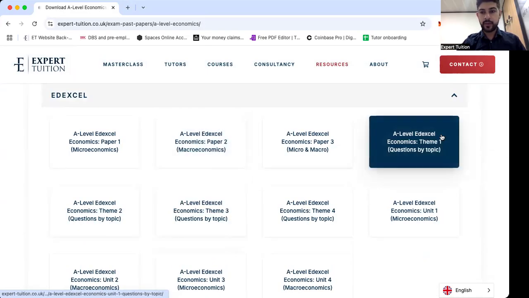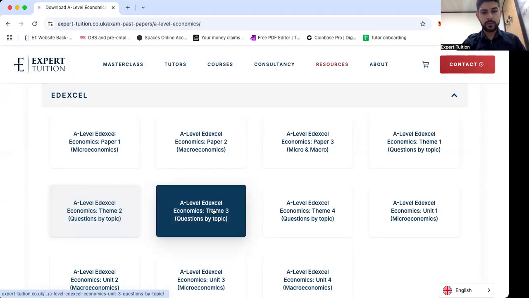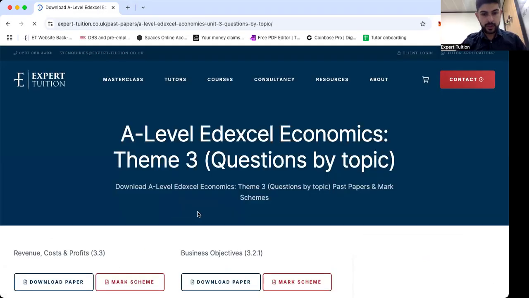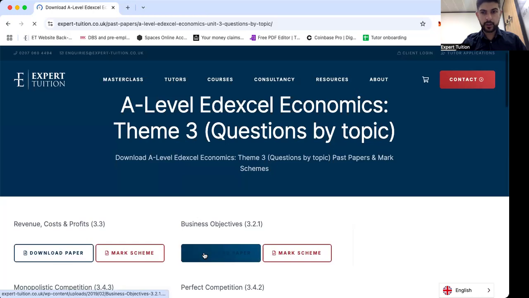So you basically have Theme 1, questions about topic booklets, Theme 2, Theme 3, Theme 4. Business objectives, of course, is in Theme 3. So we're going to click on that and open this booklet.